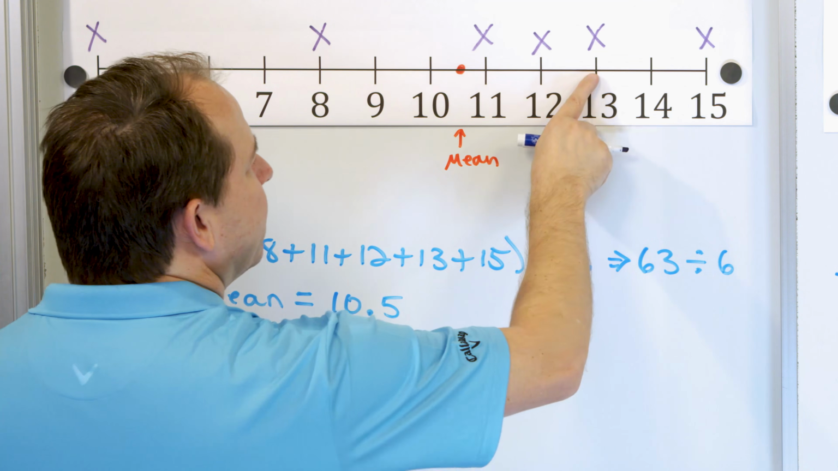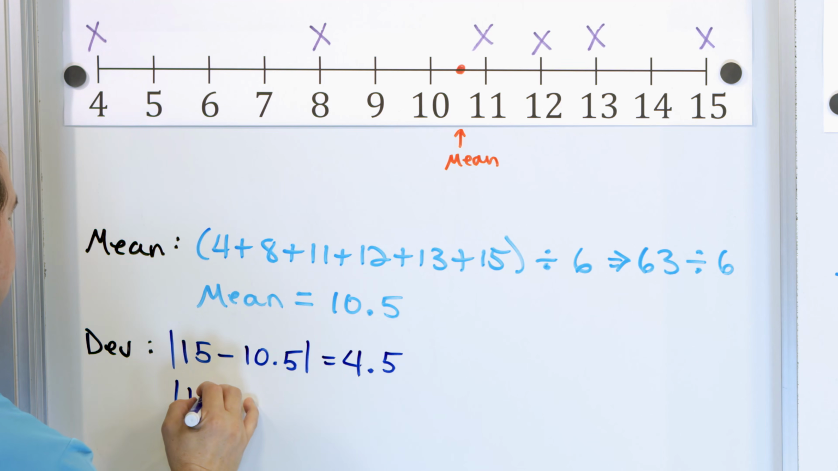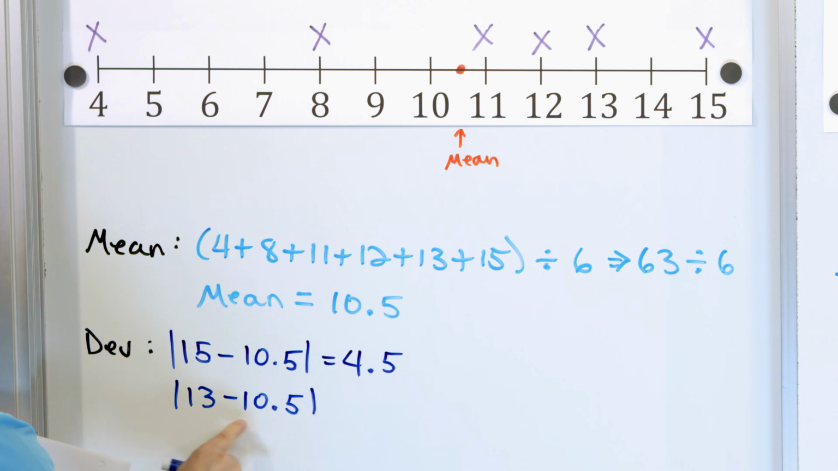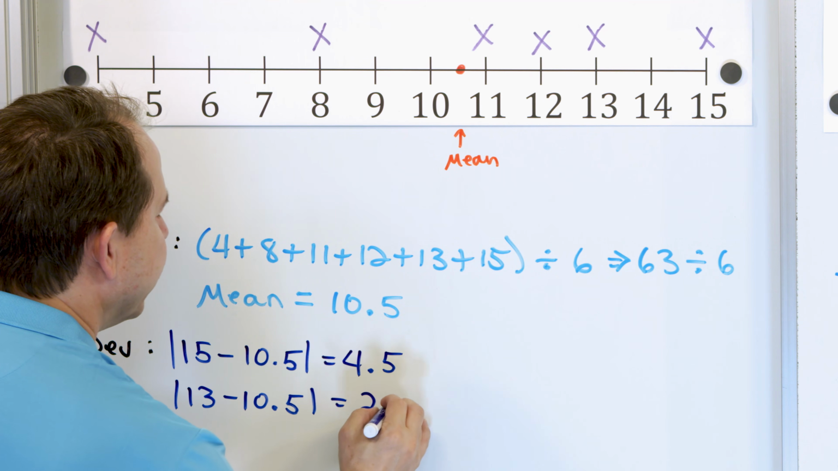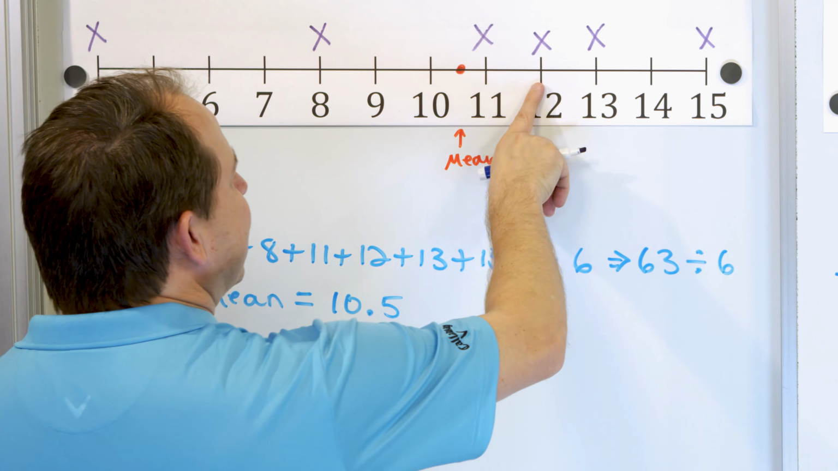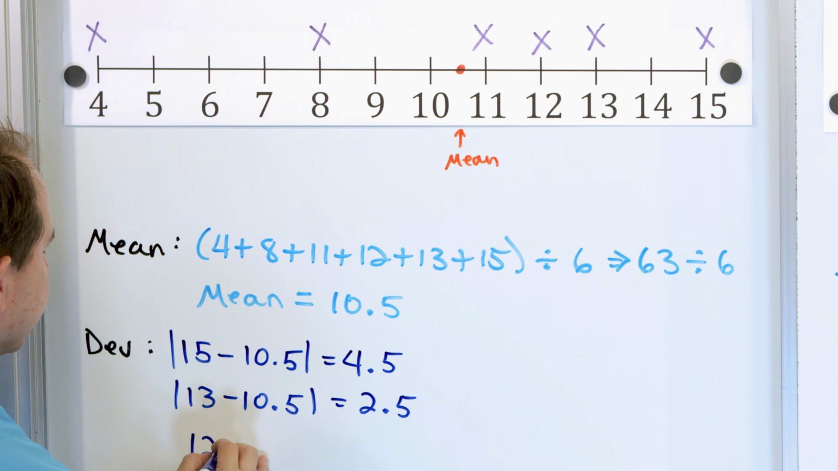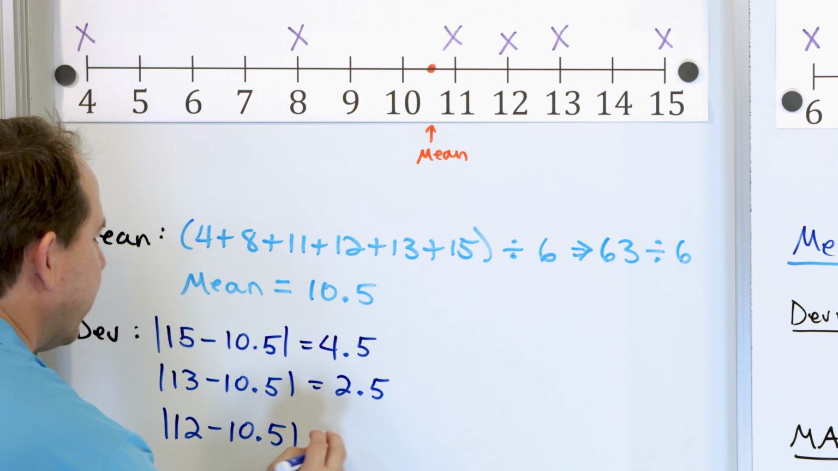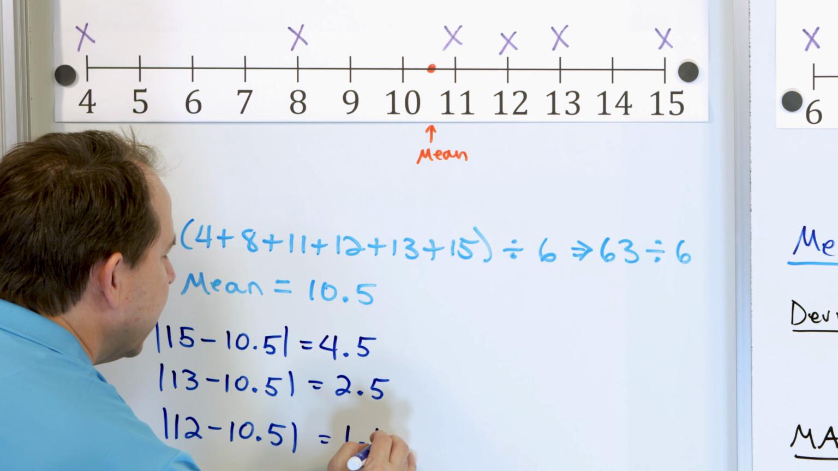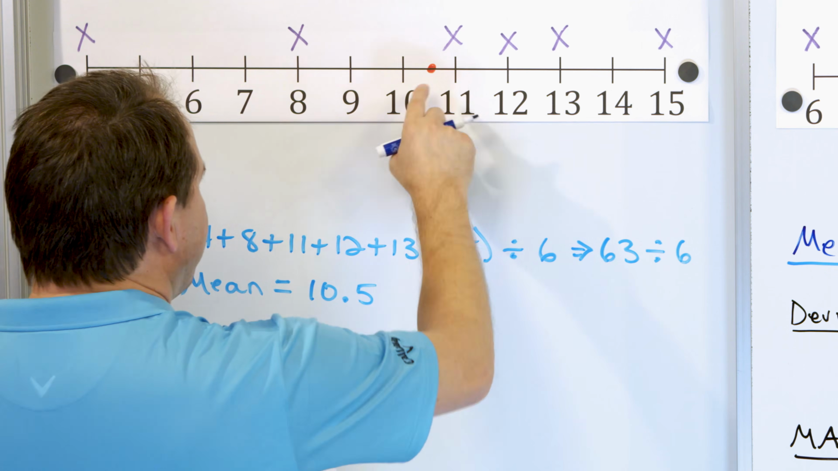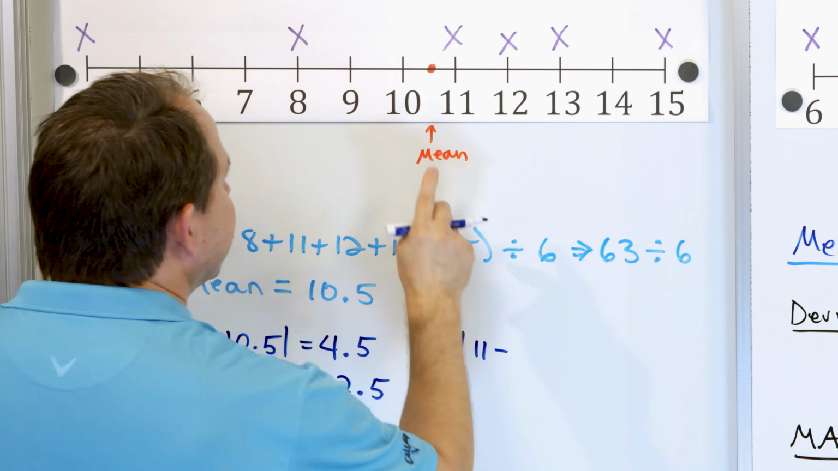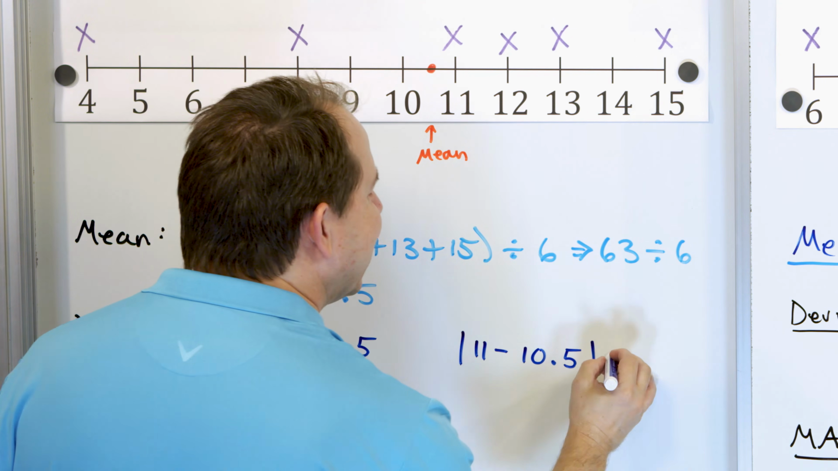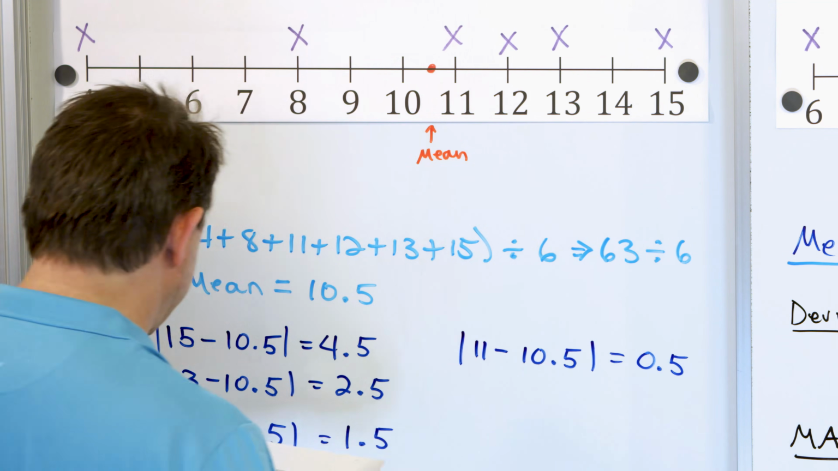Let's take a look at the next problem. The next point, 13 minus 10.5. When we take 13 and subtract 10.5, we get 2.5. Take the absolute value, we still get 2.5. Right? That was this point. Now let's take 12. So it's 12 minus 10.5. We get 1.5. Take the absolute value, we still get 1.5. Right? Now what about the point 11? So we have 11 minus 10.5. That's positive 0.5, which we take the absolute value, we still get a positive 0.5.